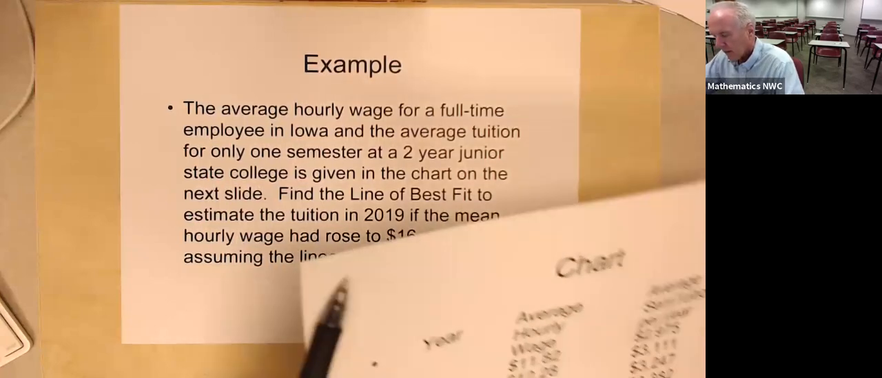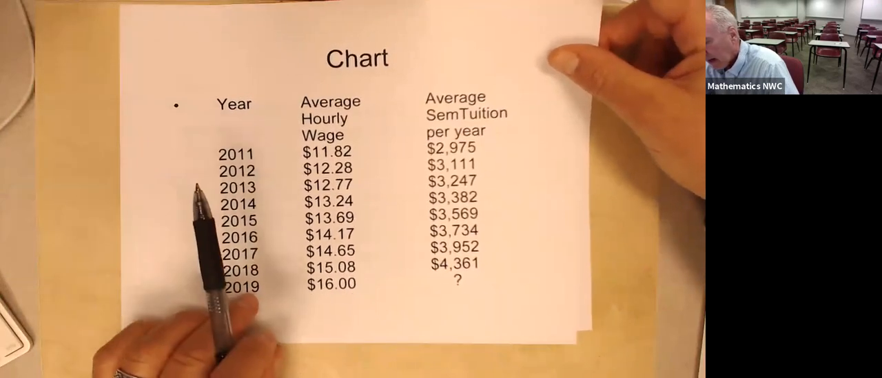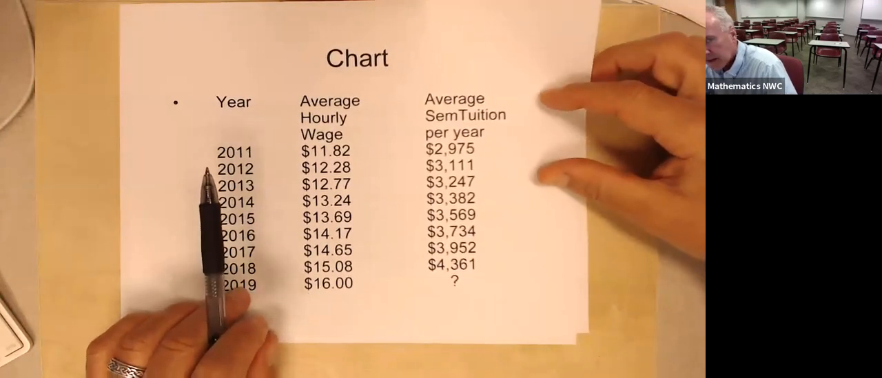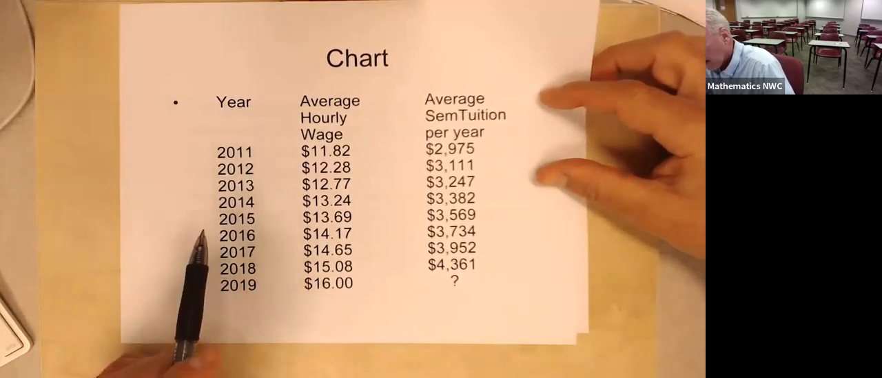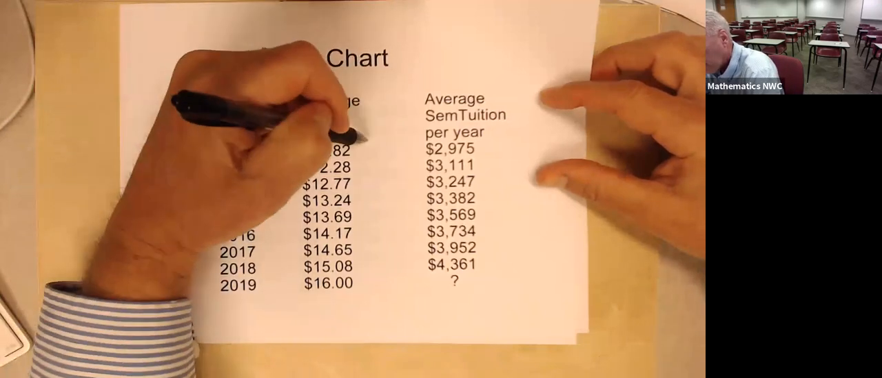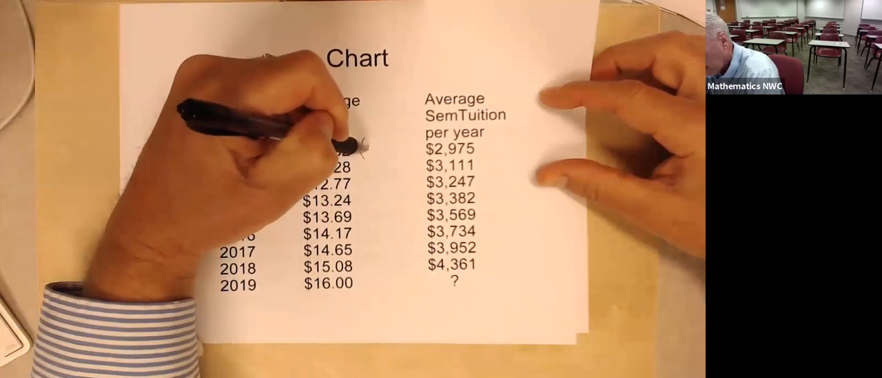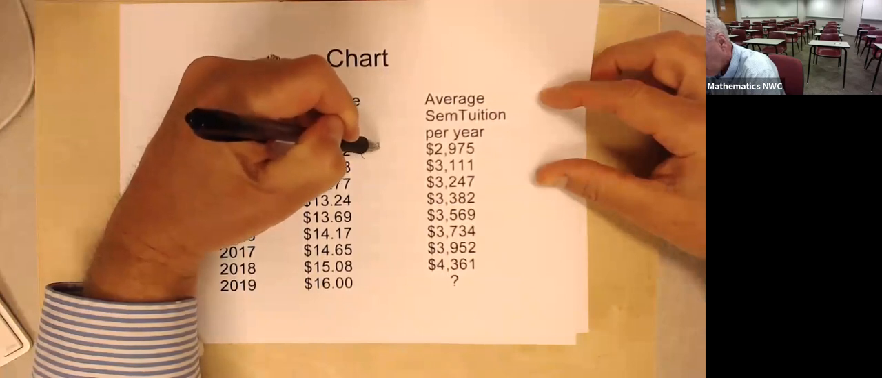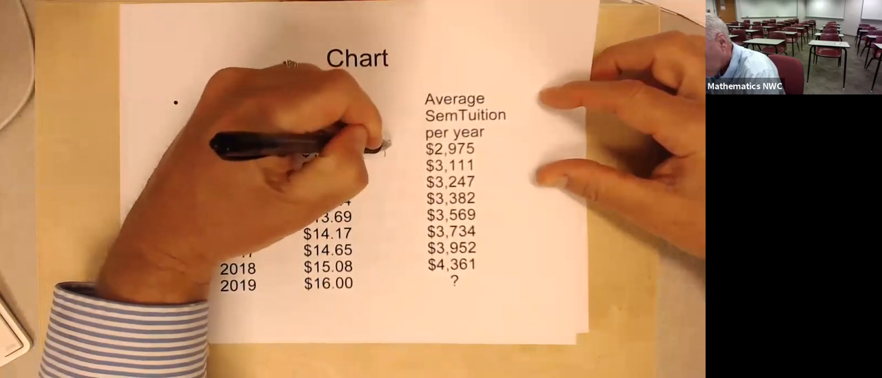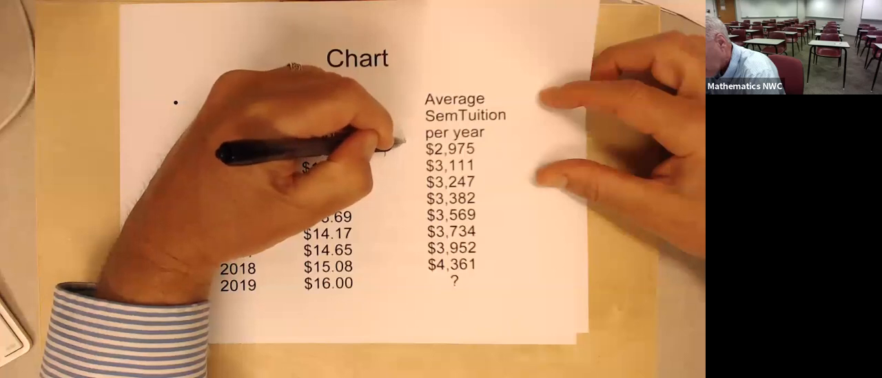Okay. I need to think of these as if they're ordered pairs. In other words, this first one, think of it as an ordered pair of 11.82, where the y coordinate is 2,975.